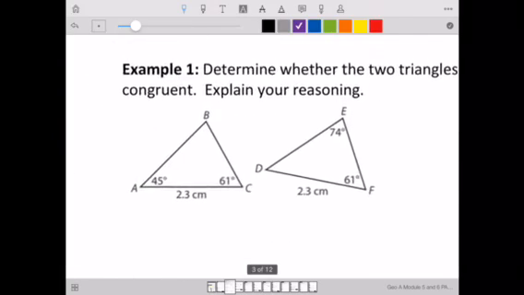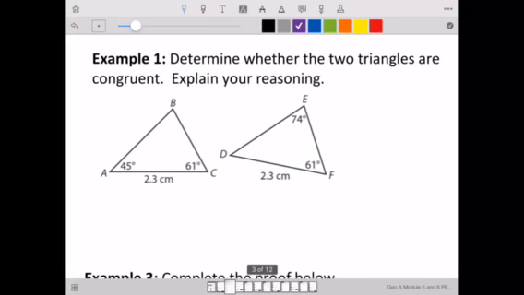So let's look at example number 1. We're trying to find two angles and an included side that are congruent. Okay, so let's look at what we do have. We have a 2.3 being congruent to a 2.3. We have a 61 being congruent to a 61. The last thing we would need for angle, side, angle is to have this 45 be congruent to this angle. But that angle is not labeled, so we're going to have to do a little bit of work.